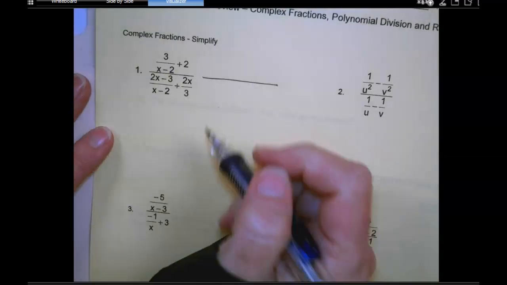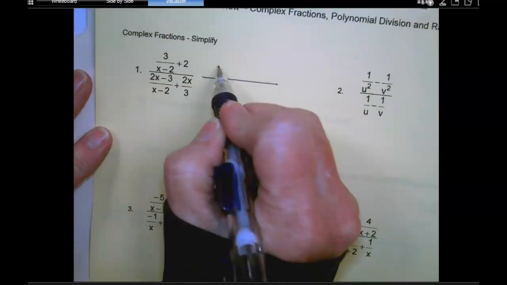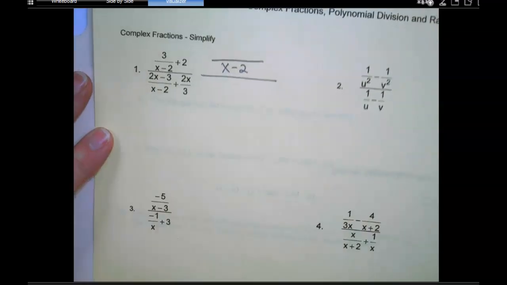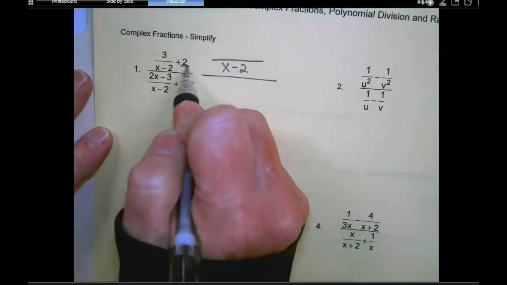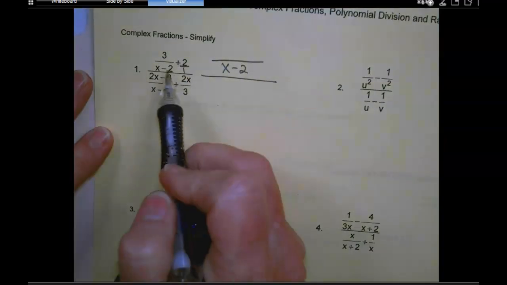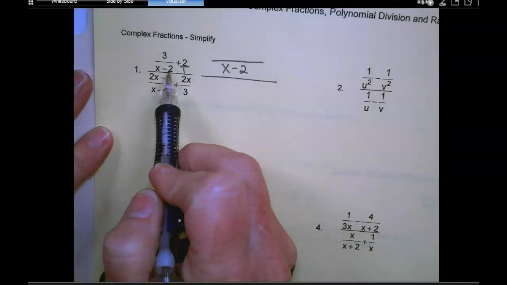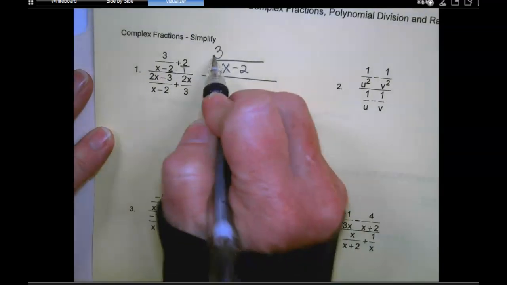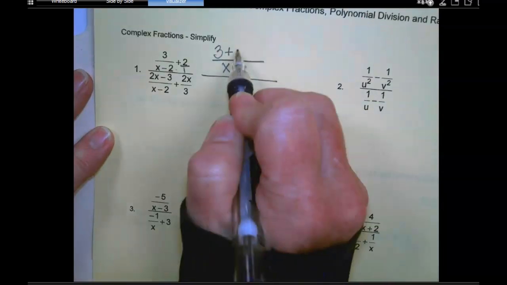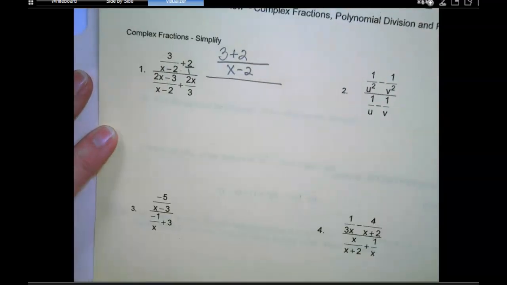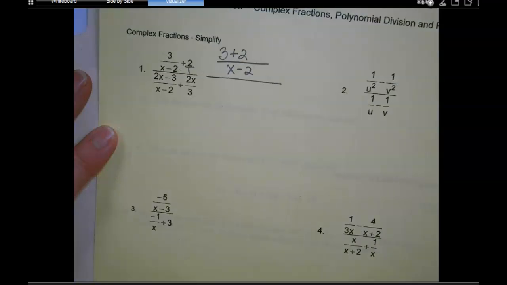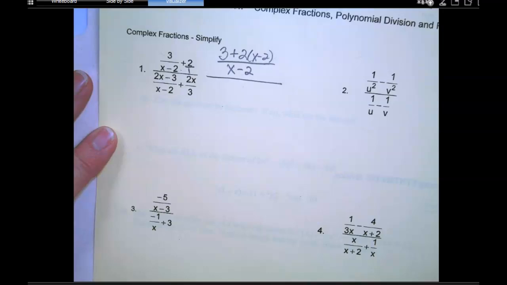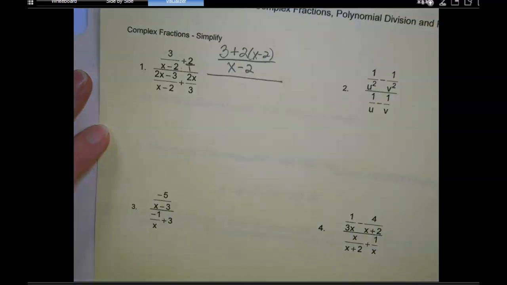So on top, my common denominator is going to be x minus 2, since I have a 1 here. And so I already have the x minus 2, so do I have to multiply the 3 by anything? So I'm going to write 3 plus, and then I'm going to write my 2 down. What do I have to multiply the 2 by? Okay, so I'm going to write the x minus 2. Are we all good so far?